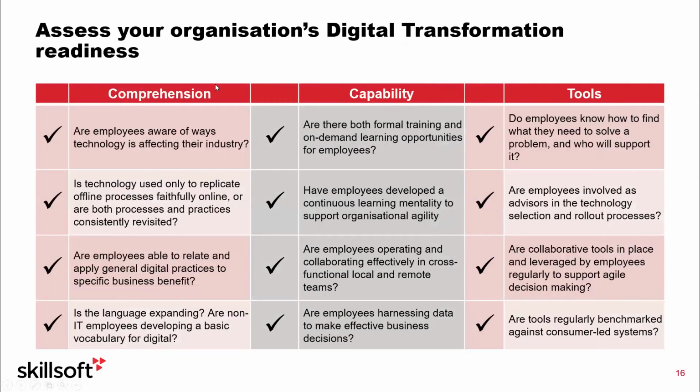So, what I'm covering here are 3 key areas of digital transformation readiness. The first one being comprehension, the second one being capability, and the third one being tools. So if we just look at the comprehension section first, then are employees actually aware of the ways that technology is affecting their industry? I think it would be really important for you to educate your own staff for your particular industry, how you believe technology is impacting your respective business.